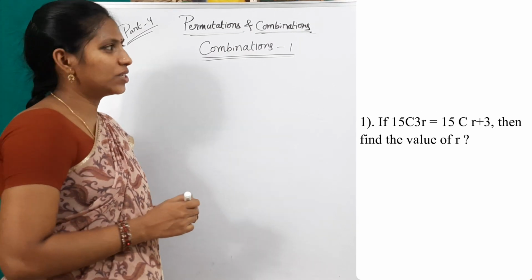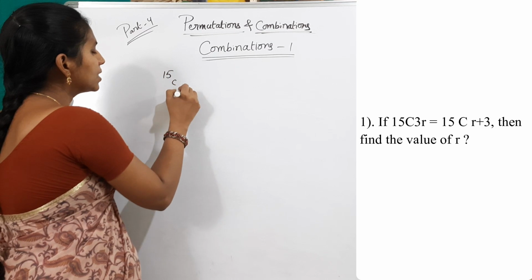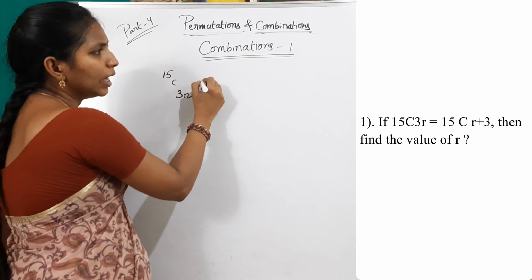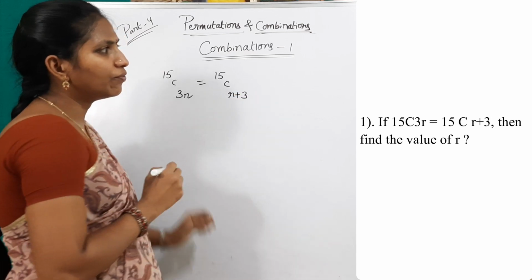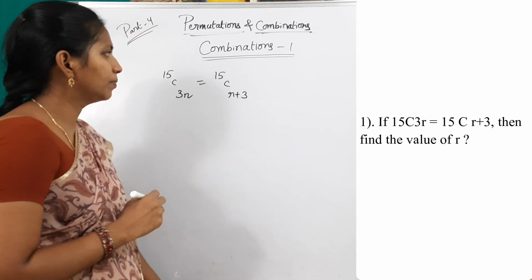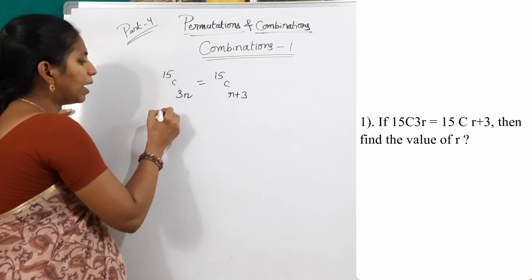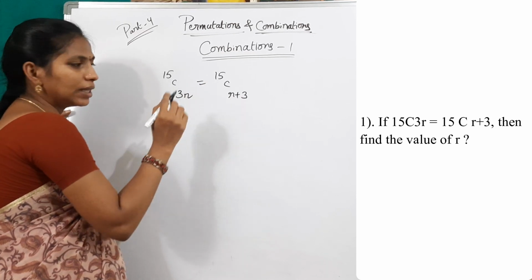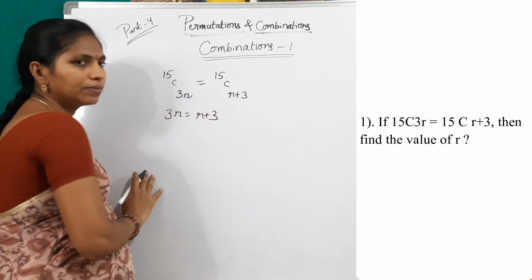Now see the first question. If 15C3R equals 15C(r plus 3), then find the value of r. NCR equal to NCS, then that implies r equal to s. That is the formula. 3r equal to r plus 3.